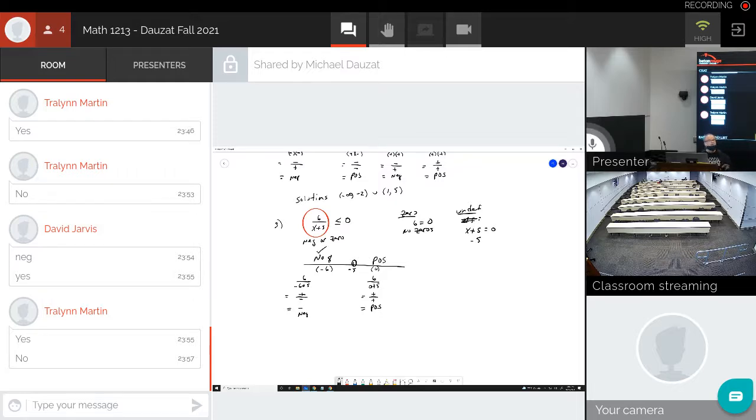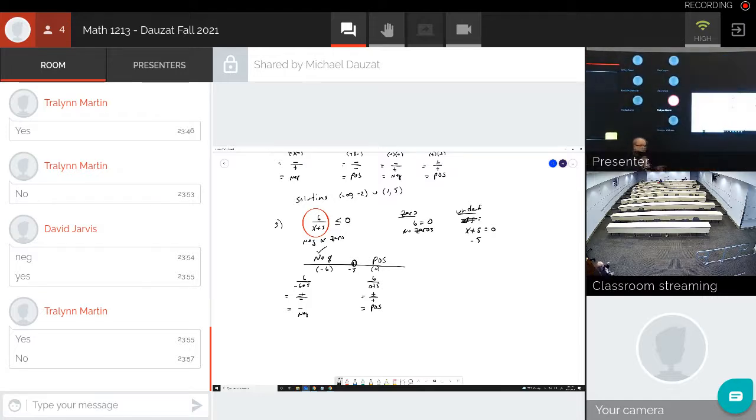Now you see I have an equal sign, right? Equals 0. So is any number going to be equal to 0 here? No, we said there were no zeros, remember? There are no zeros. So you're not going to have any closed circle or brackets anywhere. It's all going to be open.